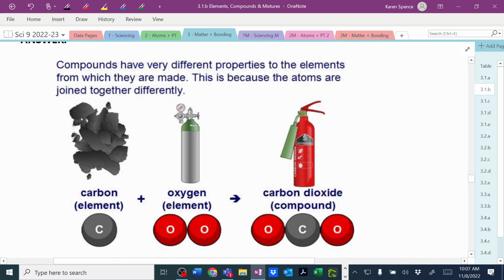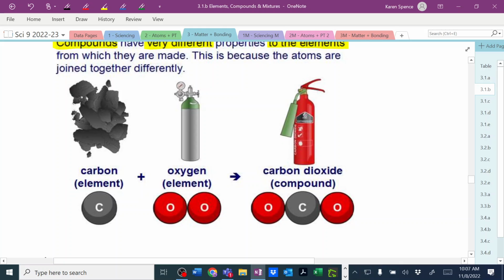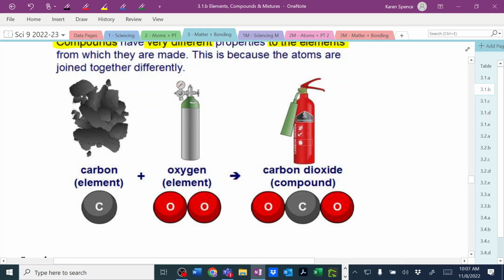Compounds are very, very much different to the elements from which they are made. Can you imagine you have carbon? You guys know where you could find some carbon maybe on your desk just right now or close to your desk? The lead of your pencil is actually made of carbon, okay? So this is in pencil lead.